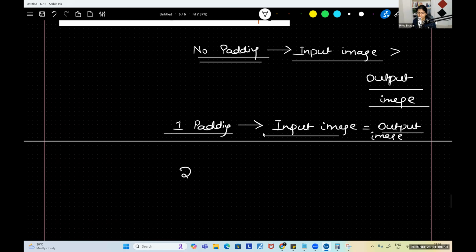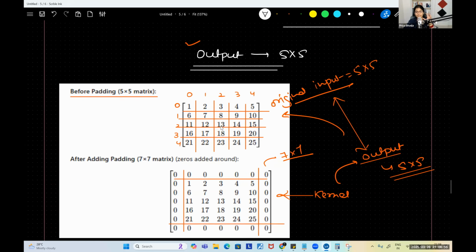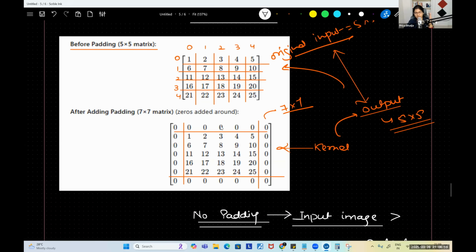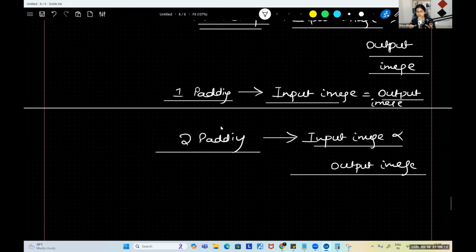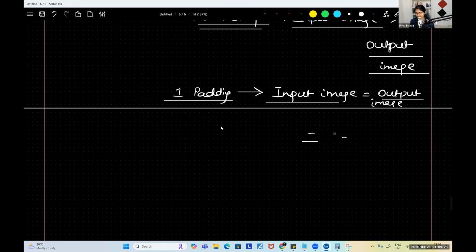Applying 2 times padding is also possible. 2 times padding means you will apply 2 layers of zeros. In that case, your input image will most probably be smaller than the output image. So if you want the dimensions of the output image to be bigger than my input, you will apply further padding. But in a usual scenario, we don't do this. And this one size padding is also something we do only if required.